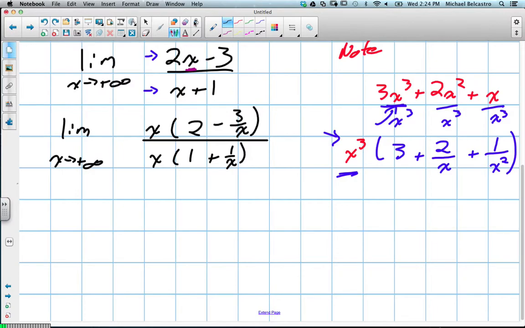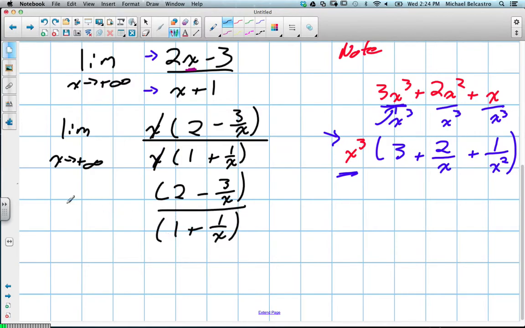So now we're dealing with equations that look a little different. The reason we do that is because now we're going to be able to plug in the value of x approaches infinity to our x values. In this case, I have an x on both outsides, so I'm going to simplify this equation and get rid of both the x values. We have 2 minus 3 over x divided by 1 plus 1 over x.